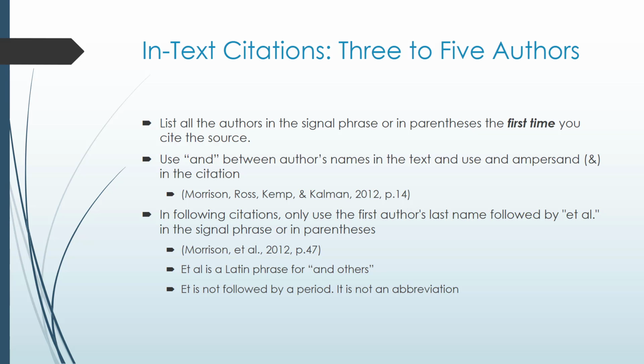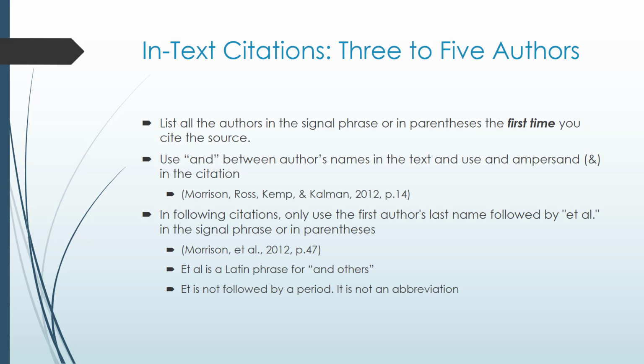"Et al." is a Latin phrase for "and others." Most of modern academia goes back to medieval universities in Europe, specifically Oxford and Cambridge, which were founded in about the 11th century when the world still spoke Latin. So this harkens back to that tradition. It means Morrison and others, and it is a shorthand phrase for that.